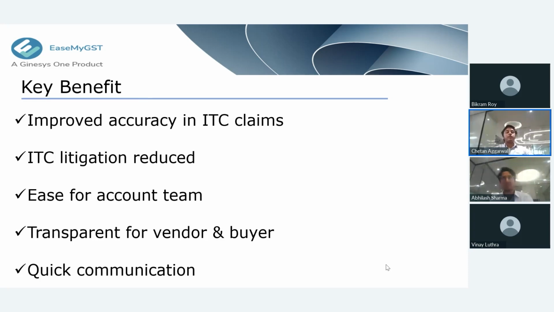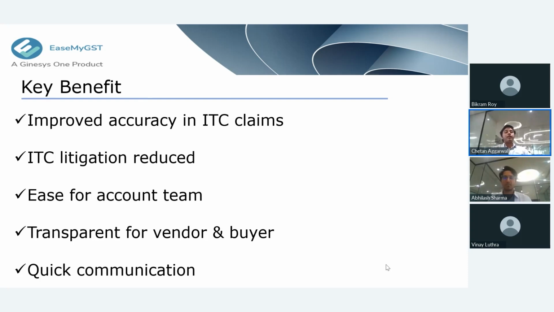This point says improved accuracy in ITC claim. If you accept the right invoices, which come into your IMS and are filed by the supplier, and there are no discrepancies, then you accept them. Then it will go directly through your 2B, and after that into your 3B. The second point is reduced ITC litigation. If you claim your right ITC, then GST notices will go away. So this point leads to reduced ITC litigation.